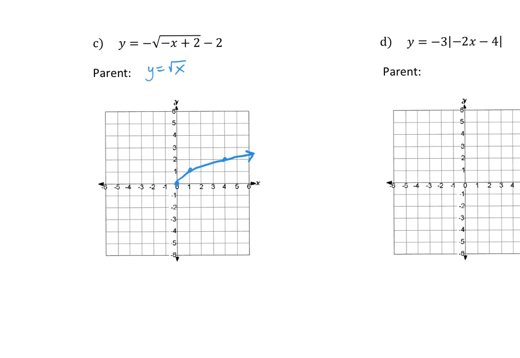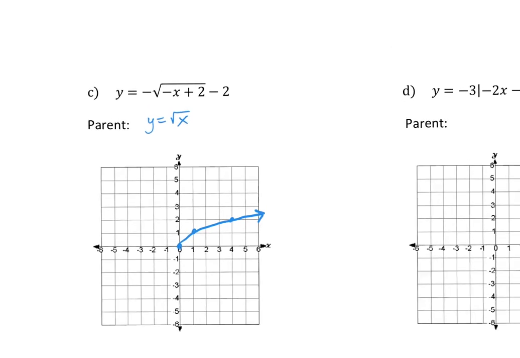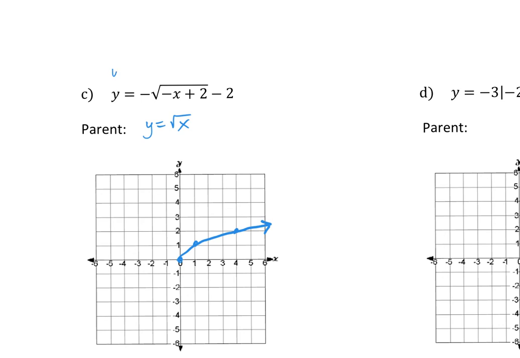I got my parent. Okay, so this is a little bit different. We have a negative underneath the square root, and we have this plus 2. So something to notice is that the coefficient is not 1. So this is actually y equal to negative square root of negative x minus 2, and then we minus 2 on the outside of the square root.